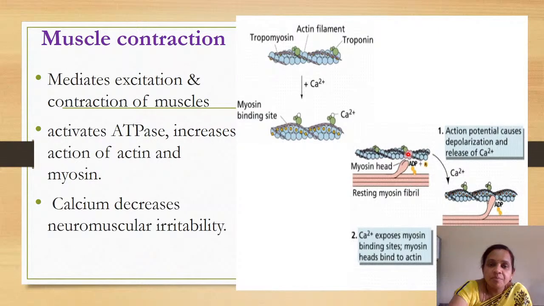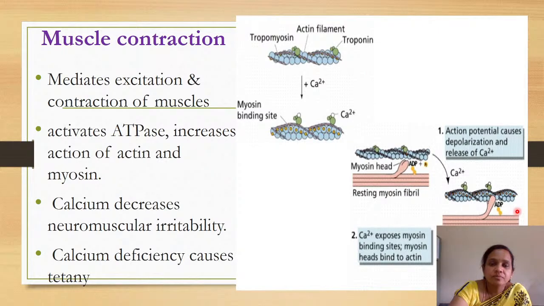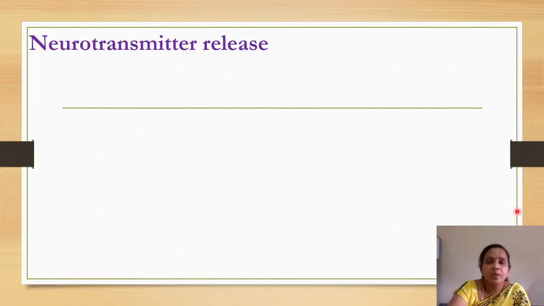Calcium decreases neuromuscular irritability. When calcium binds, the action potential causes depolarization and release of the calcium. Once the calcium is released, it exposes the myosin binding sites and myosin heads towards actin. As a result, muscle contraction will occur. At the same time, it also decreases the irritation at the neuromuscular junction. That is why deficiency of calcium will lead to a disorder called tetany.